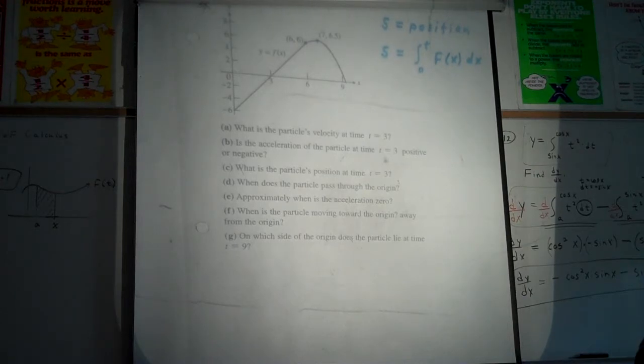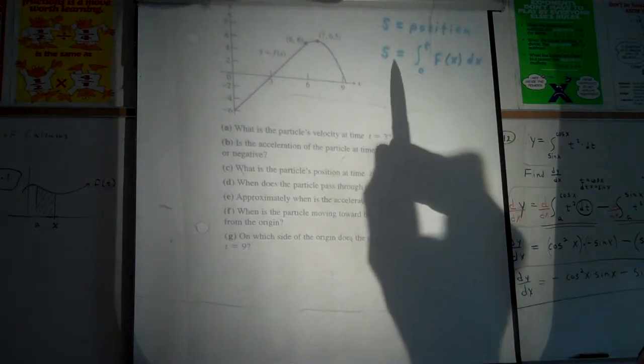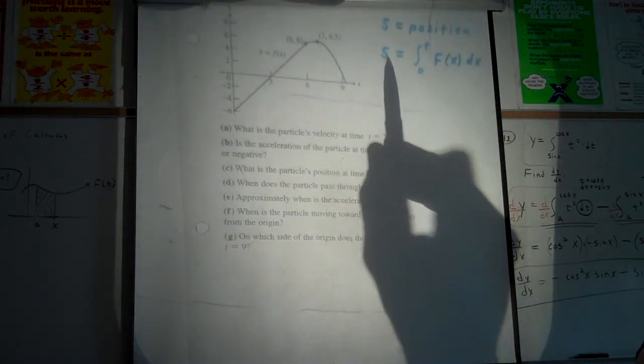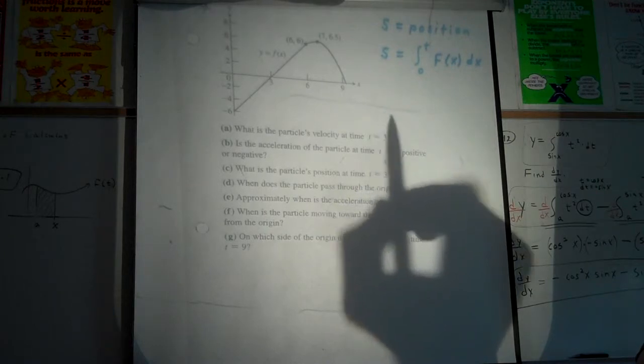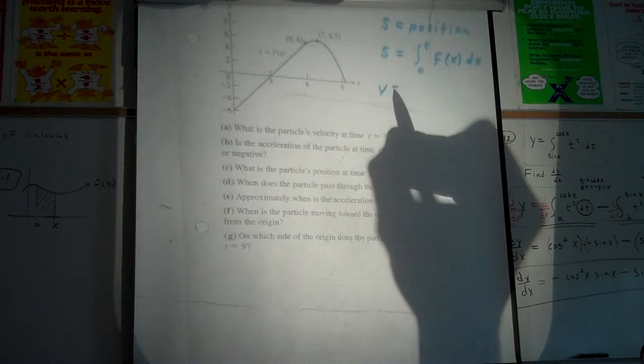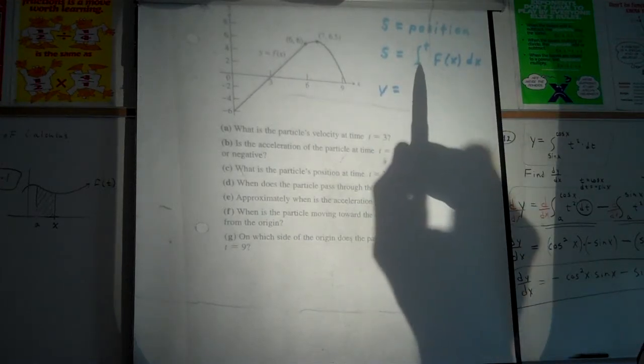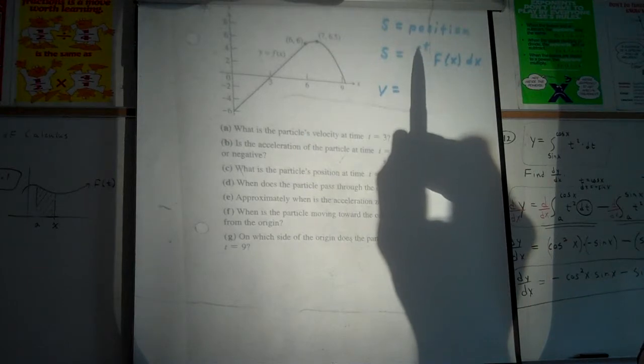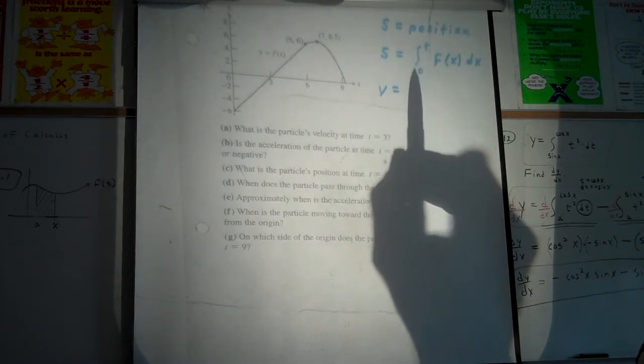All right, what is the particle's velocity at time t equals 3? Well, if s is position, do you guys remember what you do with the position equation to get velocity? The derivative, yeah? So let's just do that. The derivative of s will give us velocity. If we do the derivative of our integral, what's going to happen to the integral symbol? It's going to cancel out, yep. It's going to undo that.